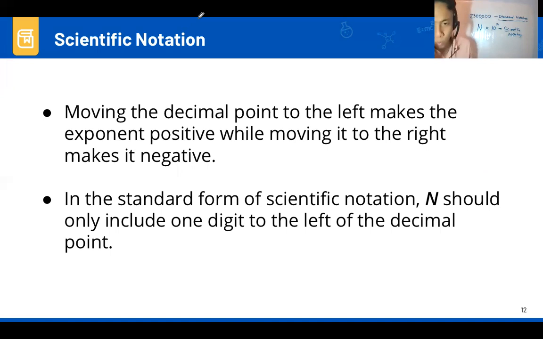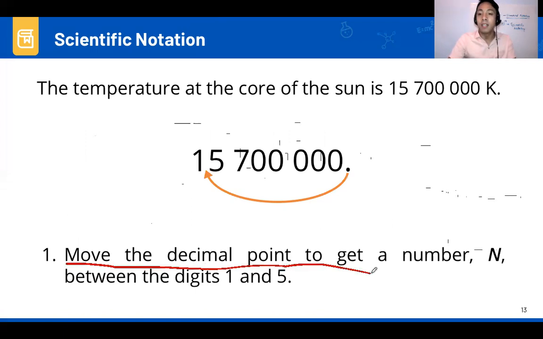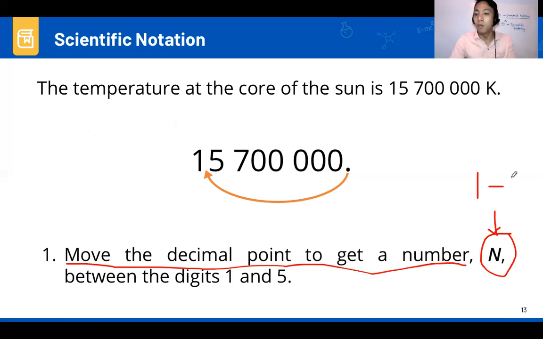Now, what we are going to do is we need to convert this into like this. So paano? We need to know this one first. For example, the temperature at the core of the sun is 15,700,000. So how can we transform this into a scientific notation? We will just move the decimal point to get a number, which is n. Remember, our n is only between 1 to 10.